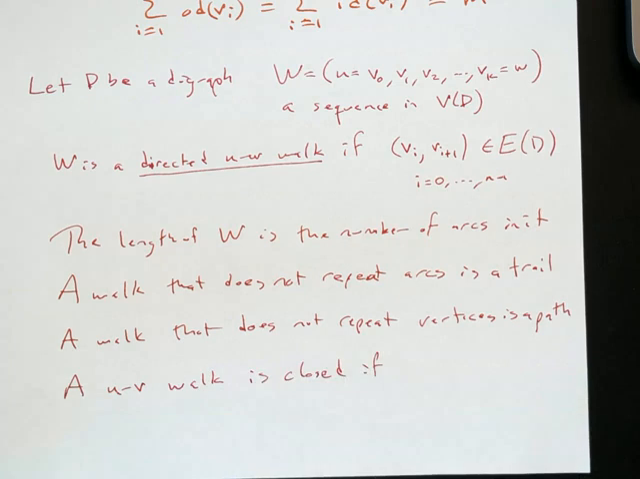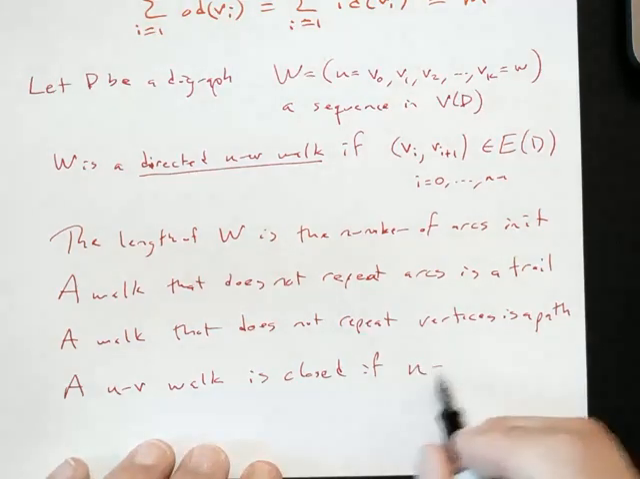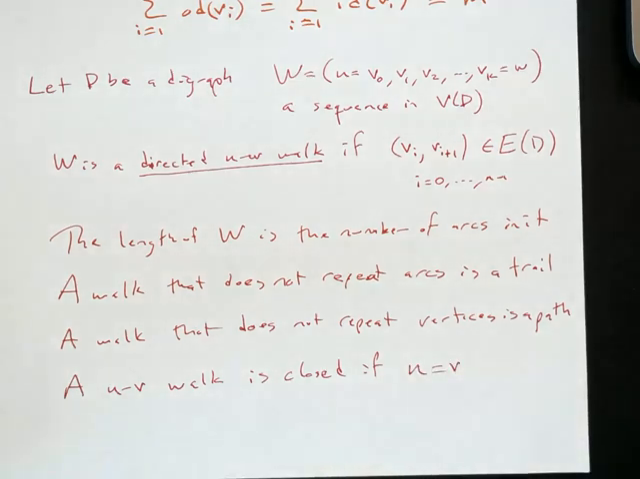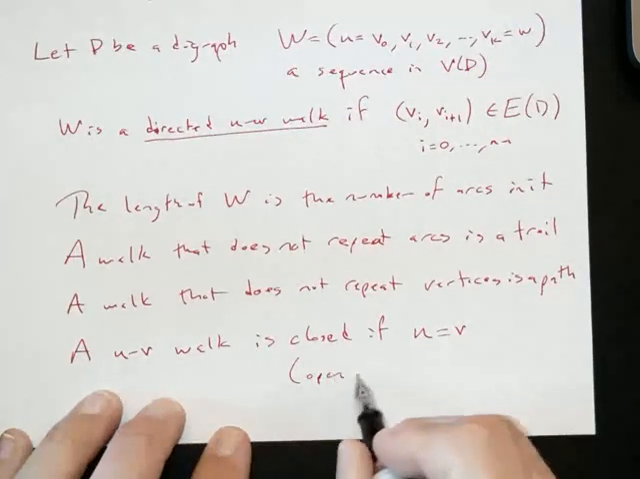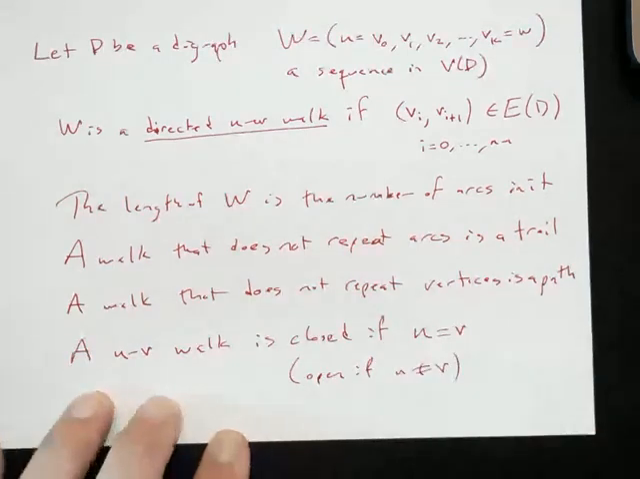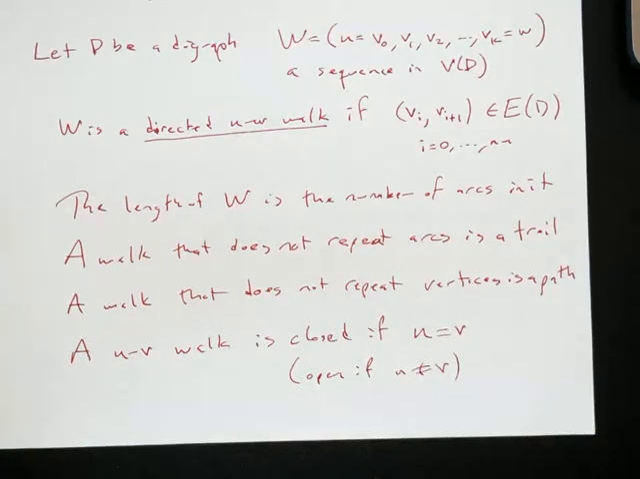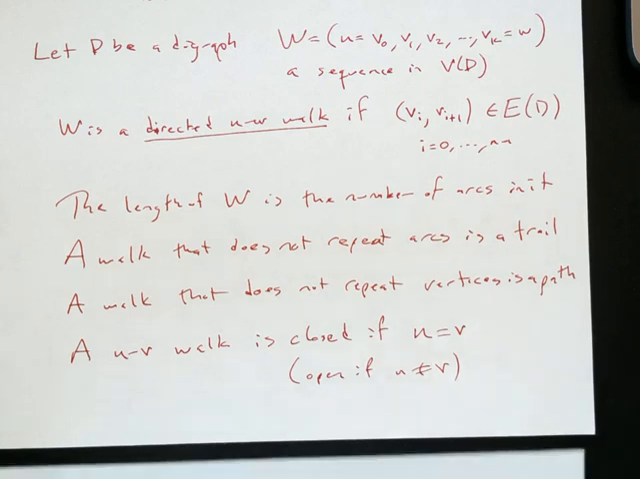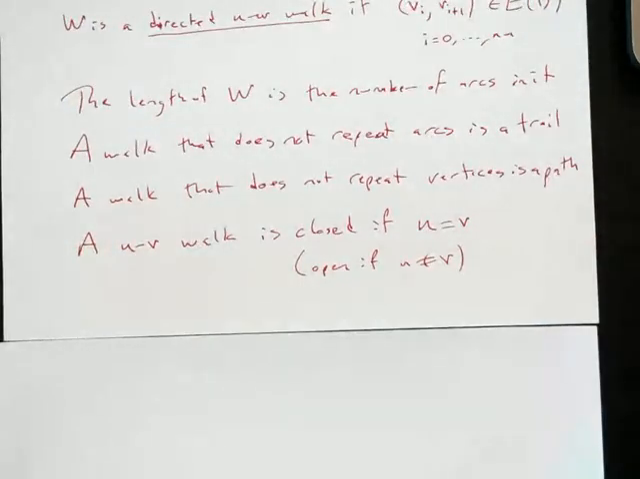A walk from U to V is closed if it starts and ends in the same place, and open otherwise. Again, I'm redefining the same terms in my new setting. And so almost all of my definitions are going to parallel each other.